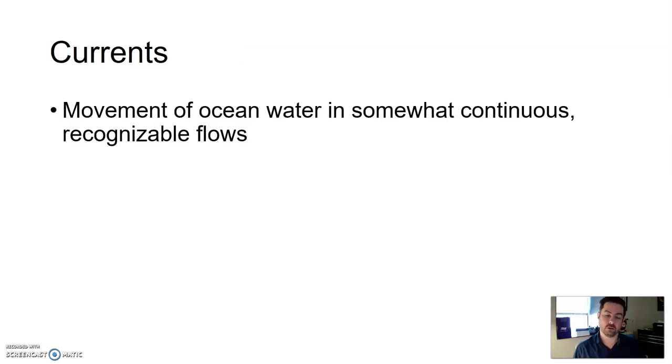All right. Currents are a movement of ocean water in somewhat continuous, recognizable flows. These are mapped, have been known for hundreds of years, and it helps us to track how the water flows in the ocean. It's something like this: if you threw something in the ocean near a current, you could figure out where that stuff would eventually float to.